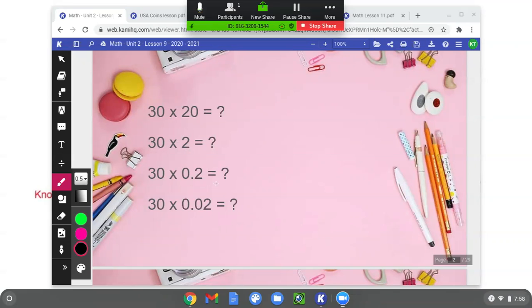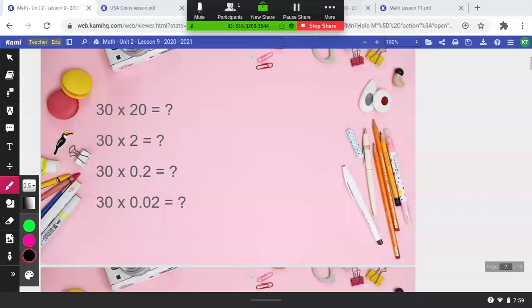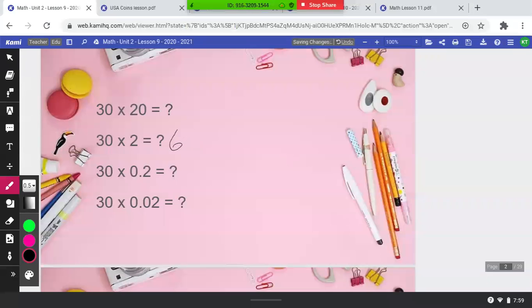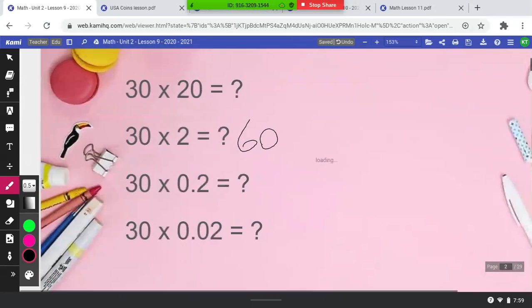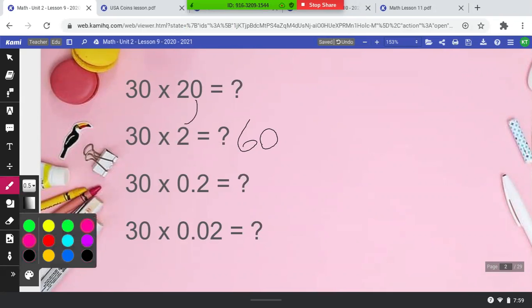So let's begin. I know that 30 times 2 is 60. That's pretty simple. So I'm going to write 60. Now, when I go from 2 to 20, I am increasing in place value. When I increase in place value, that's multiplying by 10.